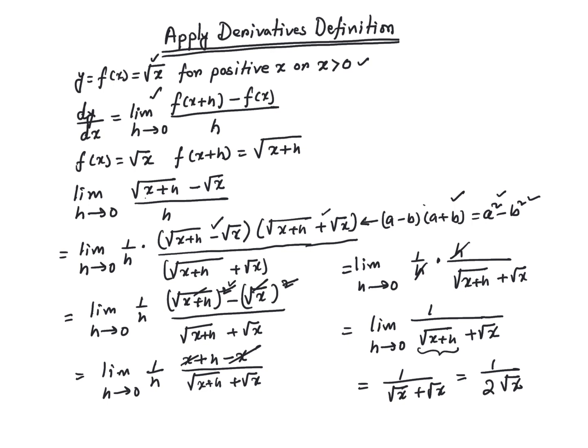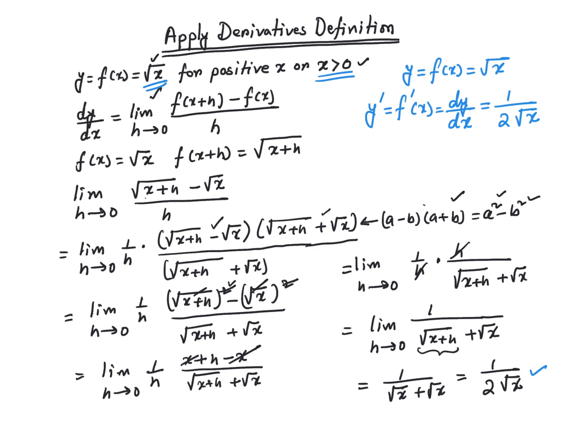So the derivative of this function y is equal to f of x is equal to square root of x, which is y prime, we also write it as f prime of x, or dy over dx, many notations, is going to be equal to this number, 1 over 2 times square root of x. And now you can see why I have restricted the value x to the positive number, right? So that I avoid division by 0.